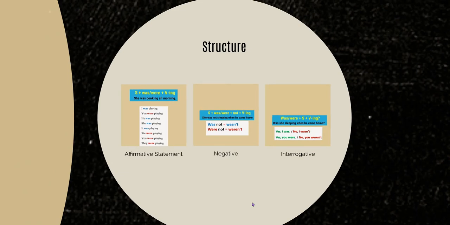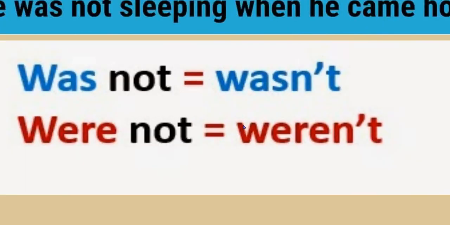In the case of negative statements, we need to add not to the verb to be form. Look at this. She was not sleeping when he came home. And you can use the long form and also the contraction. Was not or wasn't. Were not or weren't.